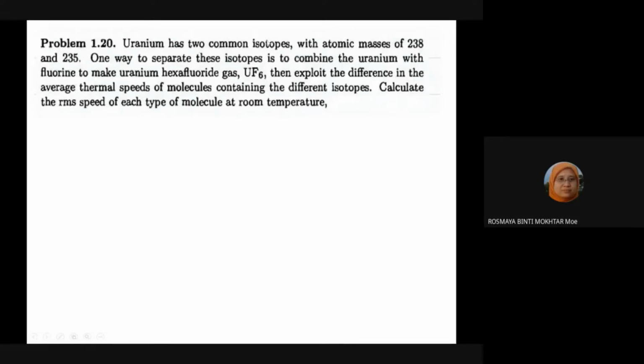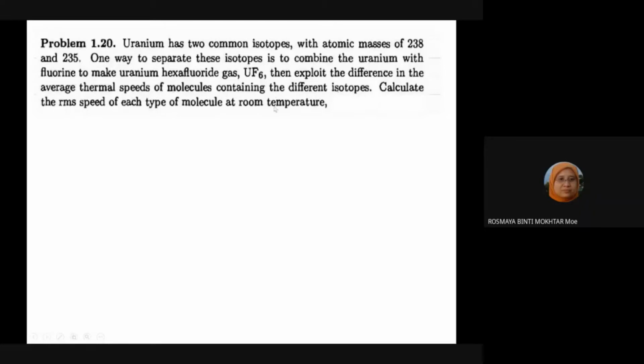Uranium has two common isotopes, with atomic masses of 238 and 235. One way to separate these isotopes is to combine the uranium with fluorine to make uranium hexafluoride gas, UF6. A little bit of chemistry here. Then exploit the difference in the average thermal speeds of molecules containing the different isotopes.